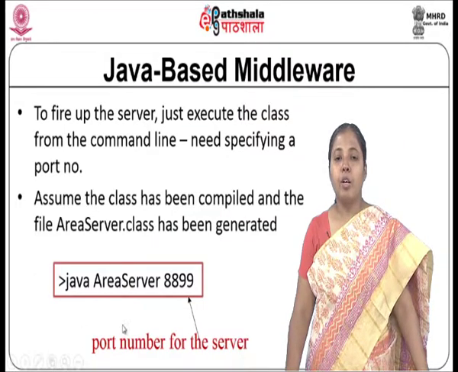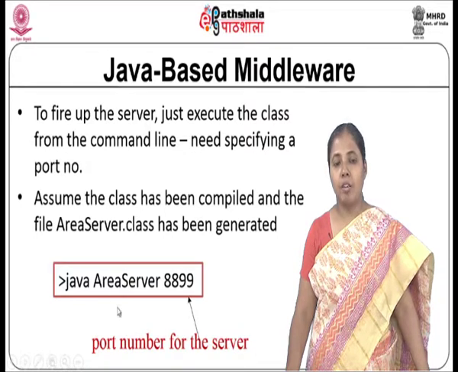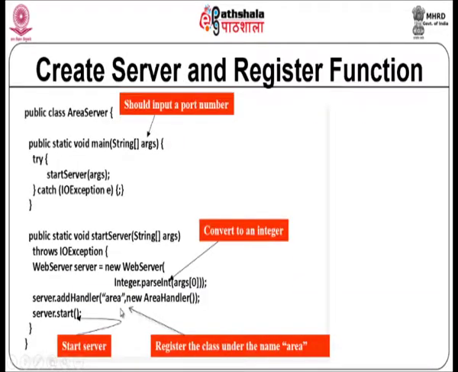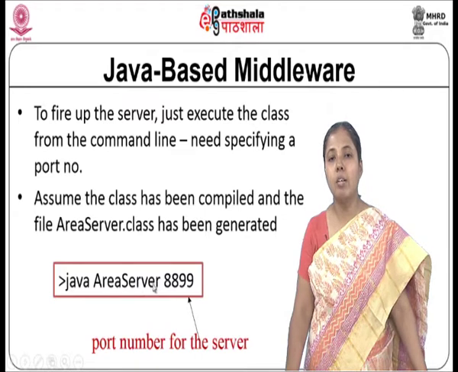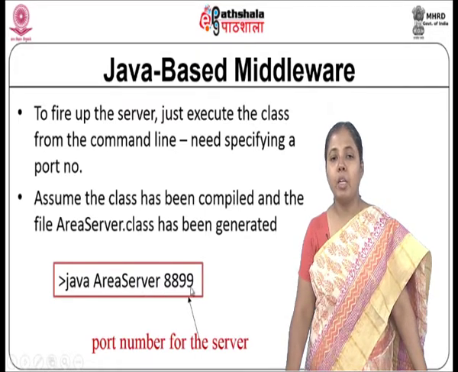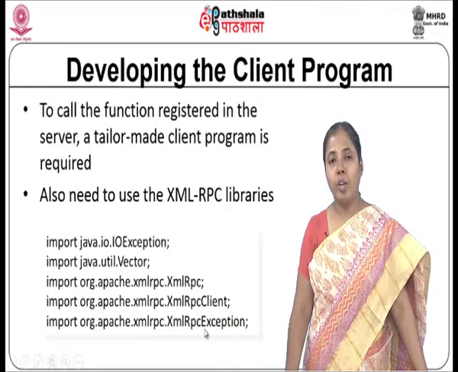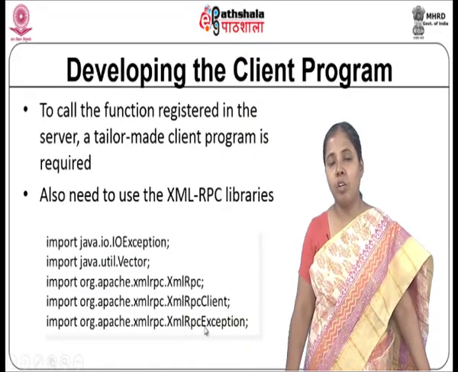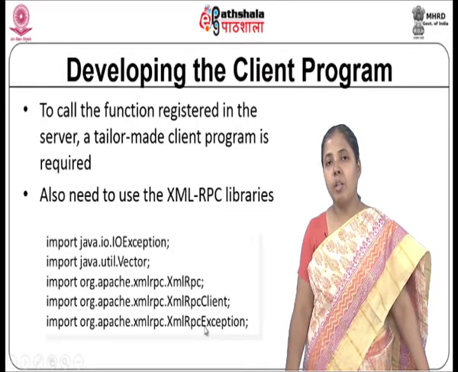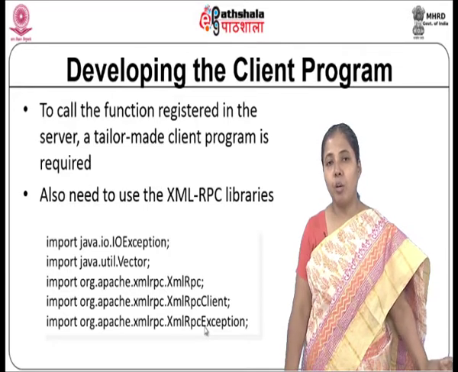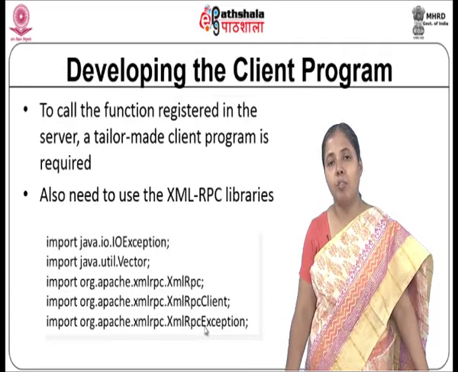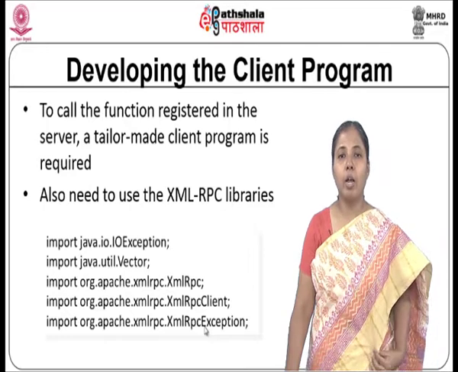Now, assuming that we have compiled the AreaServer class, which is the server class we have created, and we have a class file, we are going to run this server. Now the server would be running on port number 8899. So, what we have done is we have written the remote procedure and a server program, and we have bound the remote procedure to the server program. Once the remote procedure is bound with the server program, we are going to develop the client program.